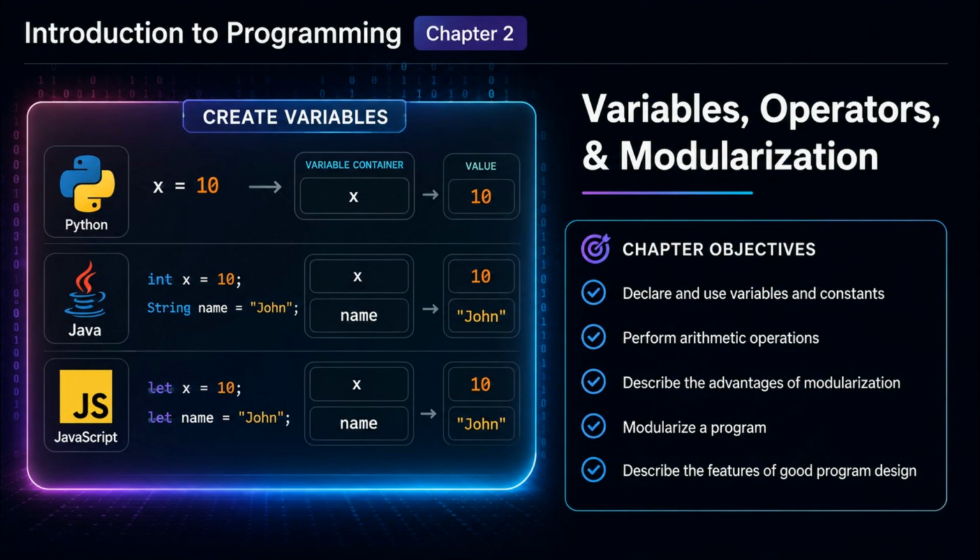Welcome to Chapter 2, Variables, Operators, and Modularization. By the end of this chapter, you'll be able to declare and use variables and constants, perform arithmetic operations, describe the advantages of modularization, modularize a program, and describe the features of good program design.